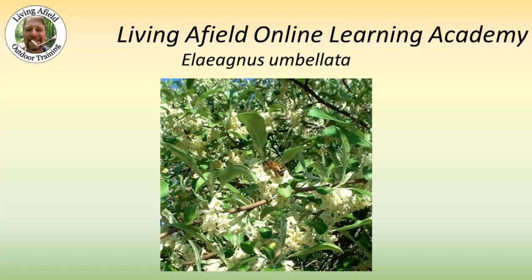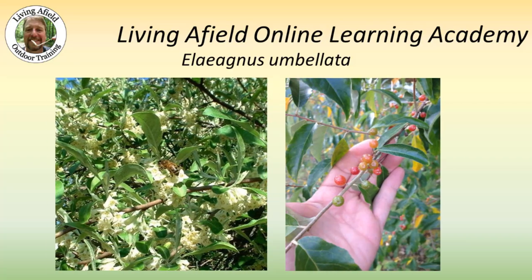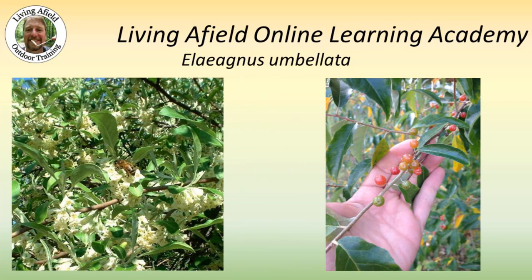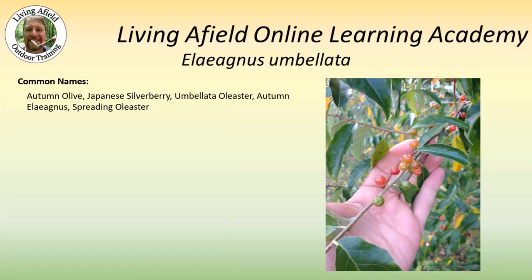Here are a couple of pictures of Elaeagnus umbellata. The first one, on the left, is in flower, and the one on the right is fruiting. Some of the common names are autumn olive, Japanese silverberry, umbellata oleaster, autumn Elaeagnus, and spreading oleaster. This is a non-native invasive species which has become naturalized all across North America. It is a member of the Elaeagnaceae family, or the oleaster family.